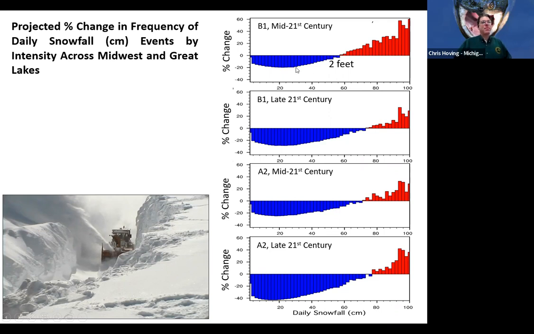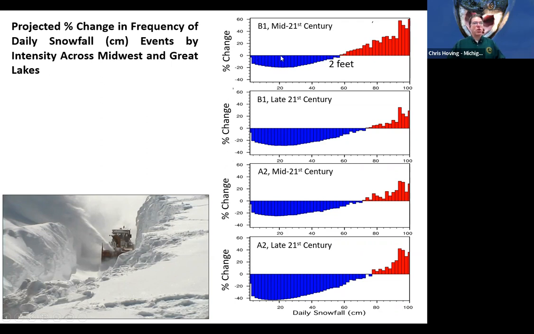So it's true to some extent. However, if you look at these graphs on the right-hand side here, on the bottom part of the graph is how big a snow event is, a one-day snow event. And then on the y-axis, the vertical axis, is the percent change. So if there's zero change, there's no change in the frequency of those snowfall events in the future. And so you can see there's a negative change.